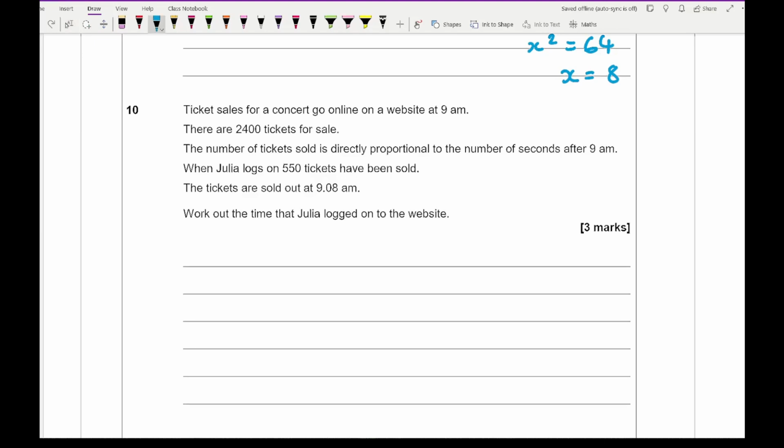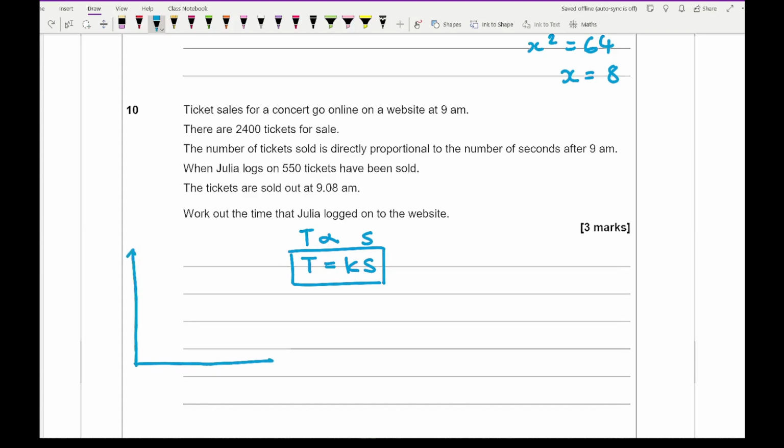Now, for this, what we know is that T is proportional to the number of seconds that was sold. So then from this, we can write this as T equals KS. Now, if I just put a little box around that to begin with. Now, to get an understanding about what this is, let's just draw a graph. Now, this is the ticket sales, which we've represented in T, and this represents time, and that's in seconds.